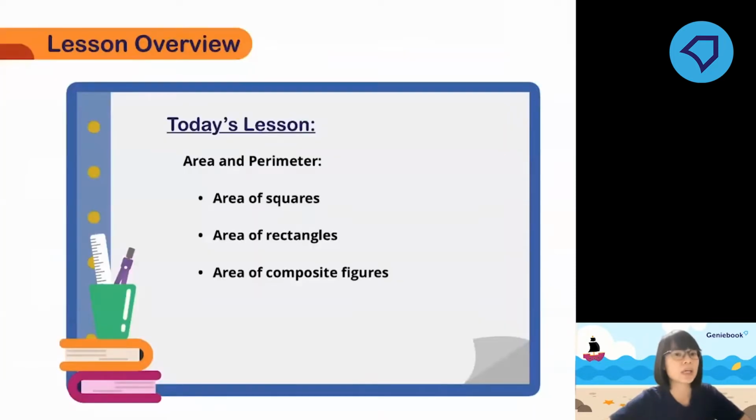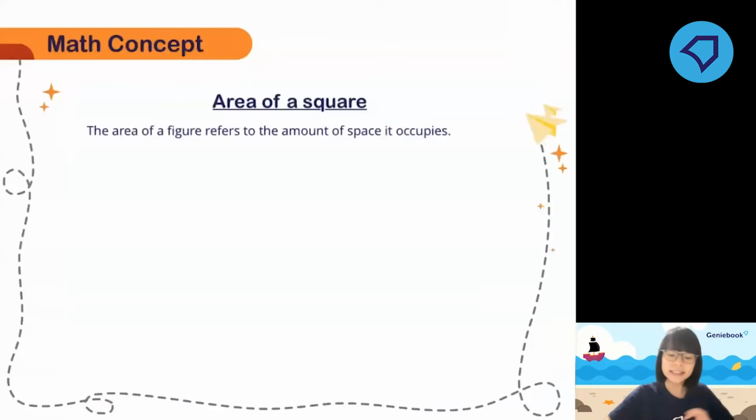Today we'll be talking specifically about area, okay? Area of squares, area of rectangles, and area of composite figures. Composite figures in this case would be a mix of your squares and your rectangles together. Okay, so let's take a look at the first one.